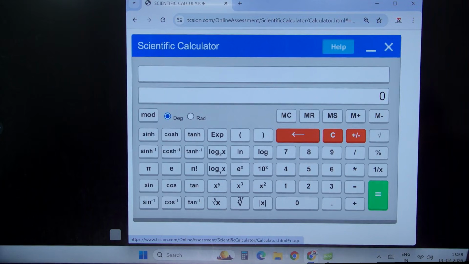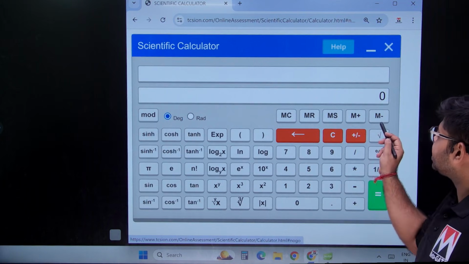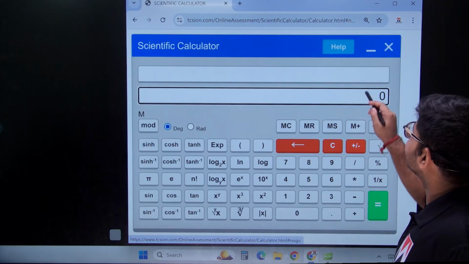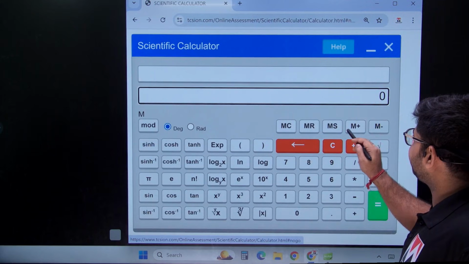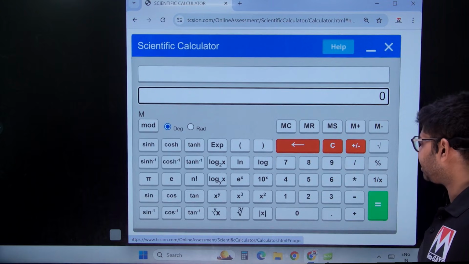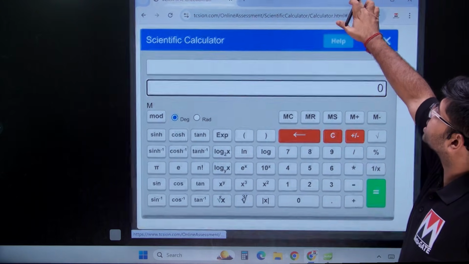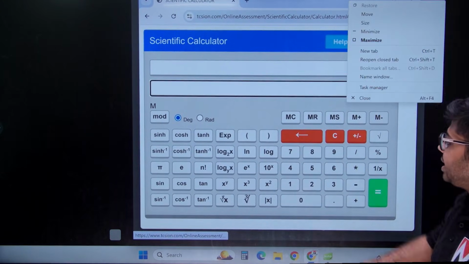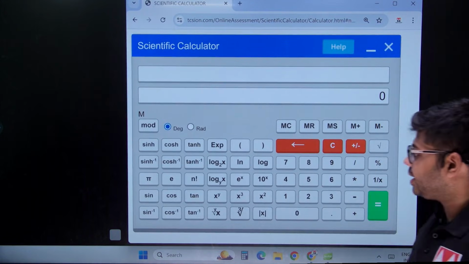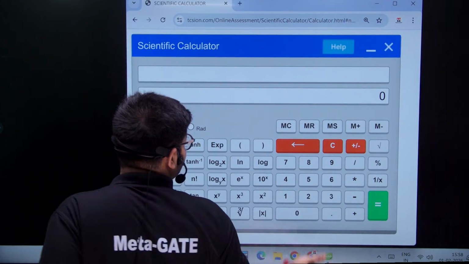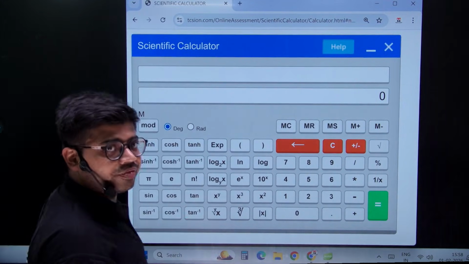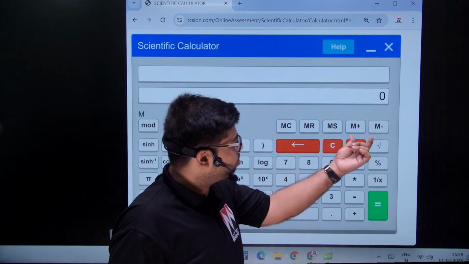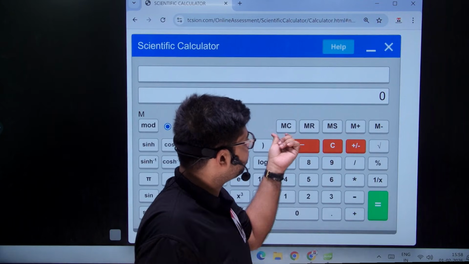Now we are going to talk about some very important functions that are basically given in this calculator, which are m minus, m plus, ms, mr and mc. So these functions we will see now. Let us see the use of these functions. What is m plus, m minus, ms, mr and mc?